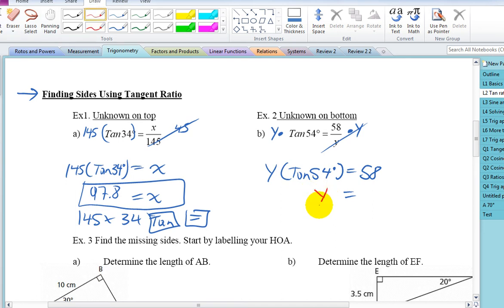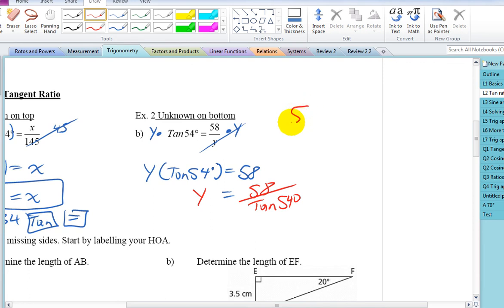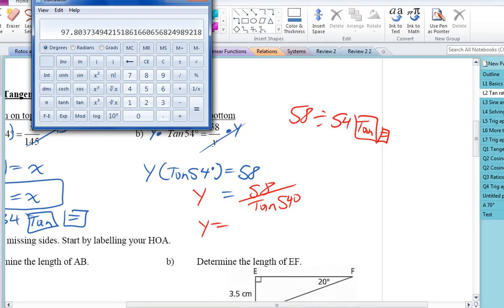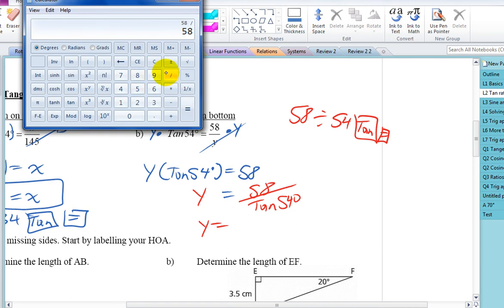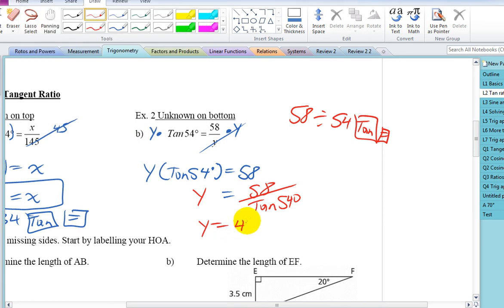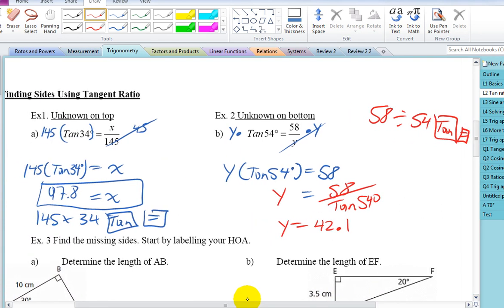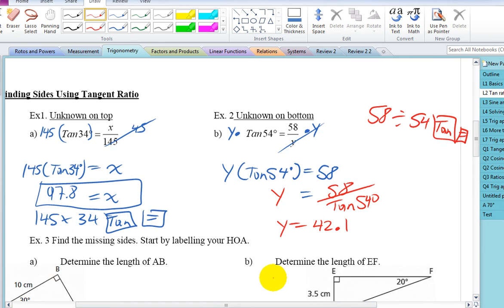Divide by it. So 58 divided by tan 54 degrees. Now if you have an old school calculator, it's 58 divided by 54, tan, then equals. New school calculator, type it in as you see it. 42.1. Okay. So these are two opposite questions. The first one is the unknown on top, and the second one's the unknown on the bottom. You have to memorize the differences.